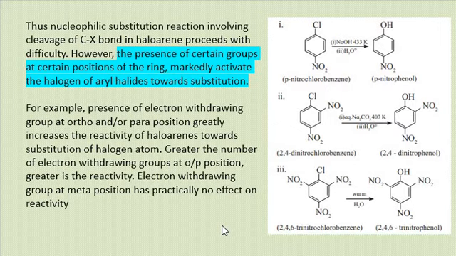But when certain groups are present at certain positions in the ring, they activate the halogen of aryl halide towards substitution. For example, presence of an electron withdrawing group on ortho or para position, like a nitro group present on the para position here, or nitro present on both ortho and para positions here, and nitro present on both ortho and para positions here. They activate the halogen atom, and the substitution reaction can happen, like you are seeing on the screen.